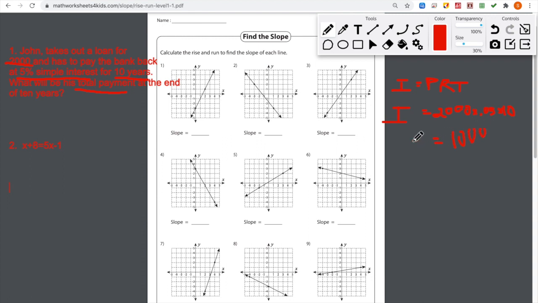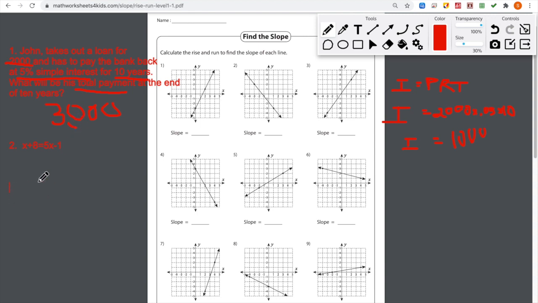And interest is the word that means how much is it going to grow. So it's going to grow by $1,000. So if he starts at 2,000, this formula gives us our interest. But we're not looking for the interest. We're looking for the total payment. So if we start at 2,000 and it grows by 1,000, how can we find the total payment? Well, we're going to have to put those together. So his total payment is going to be $3,000.